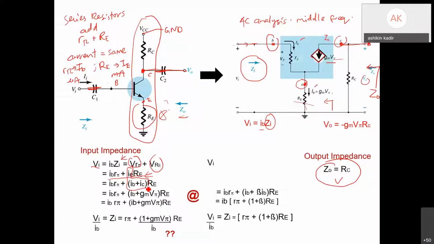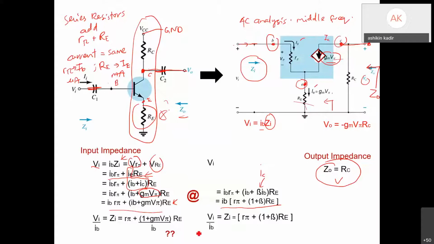And IC here is equal to gm V pi. So we replace in the equation IC equals gm V pi, and we get something like this. Or we can just replace IC with beta IB. If we replace it with beta IB, we get this equation. But if we replace it with gm V pi, we get a very long equation.